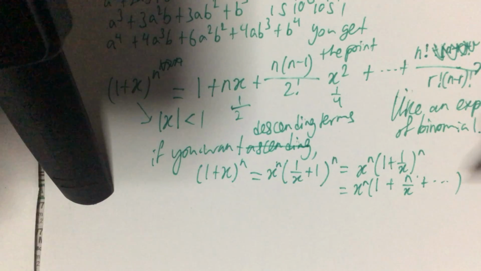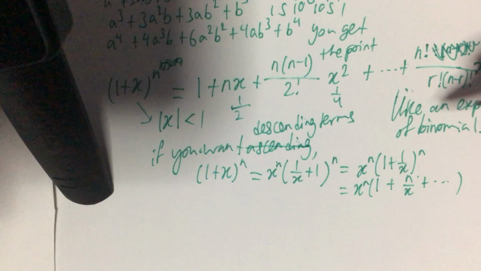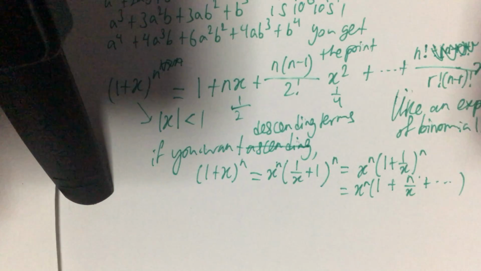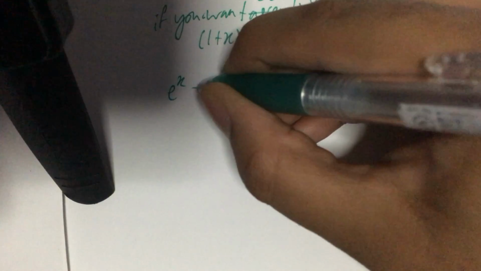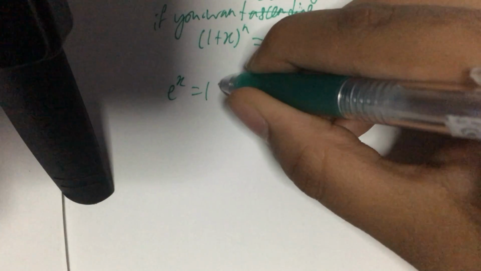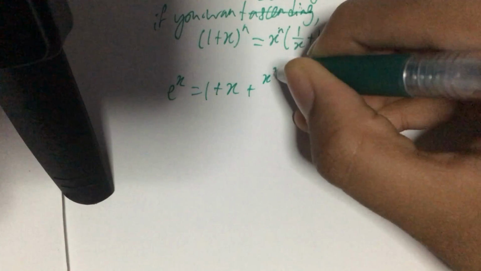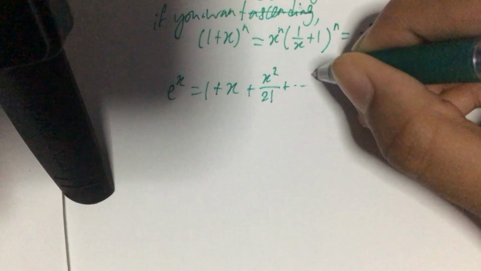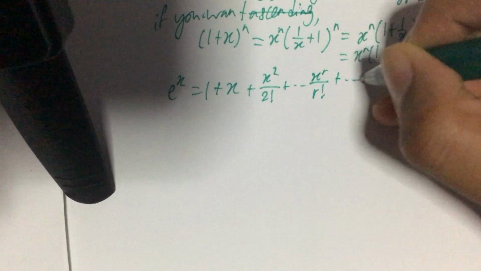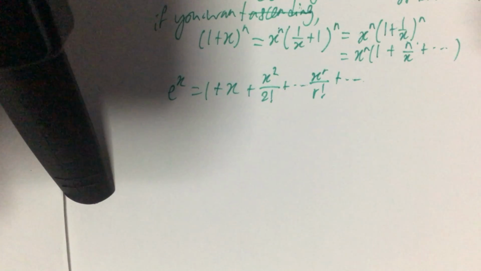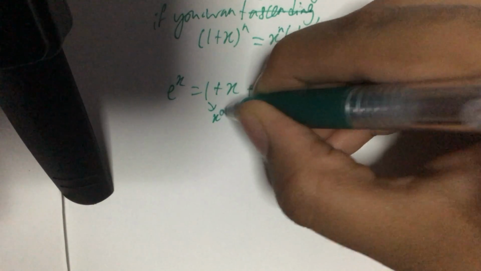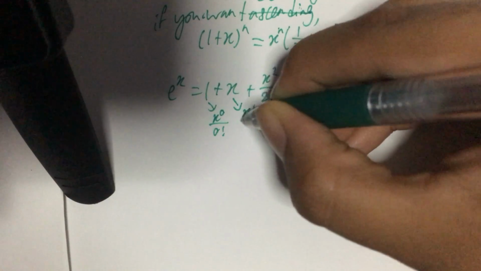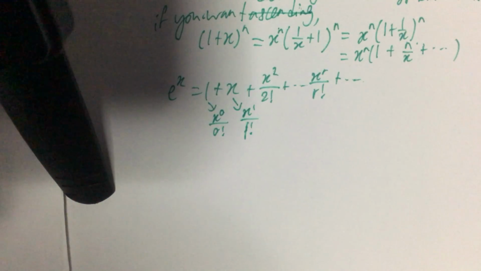Okay, so let's move on. The next one is e to the power of x. In MF26 it says that e to the power of x is 1 plus x plus x squared over 2 factorial plus x cubed over 3 factorial, and so on. I think this is the easiest one to do because it's very consistent. You just have 1, x, x squared over 2 factorial, x cubed over 3 factorial, and so on. In fact, 1 is x to the power of 0 over 0 factorial, which is just 1, and x is x over 1 factorial, which gives you x. So this is pretty straightforward and it works for all x.